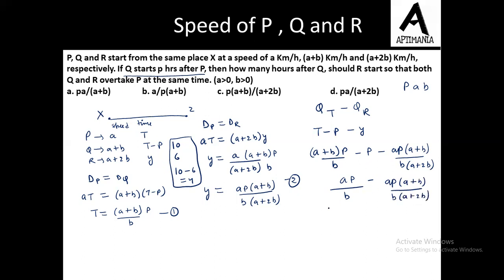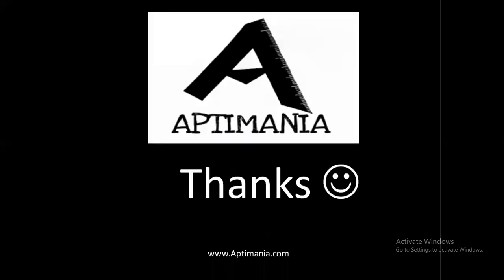Now, while trying to solve it out, let us take out AP upon B common. We're left with 1 minus A plus B upon A plus 2B. Now, this is the required answer. And if we simplify it, we'll get AP over A plus 2B. Fine. So, the correct answer from the given options is AP over A plus 2B. Option D is the correct one. Fine. So, I hope this question is clear to you. Thank you.